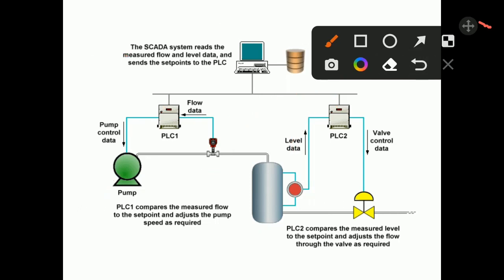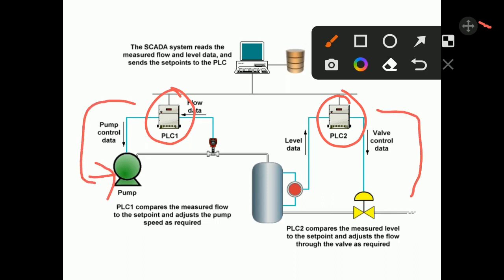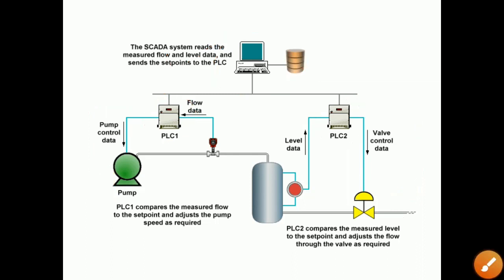The set points are given to the PLCs, which are shown over here. These PLCs give action to the pump: pump control data is given to the pump and valve control data is given to the valve. Like this, a simple pump and cylinder gets controlled with the help of this SCADA system, that is, a supervisory control system. Data is continuously acquired and shown through this computer device to the human, and the human takes action. Like this, the SCADA system works.